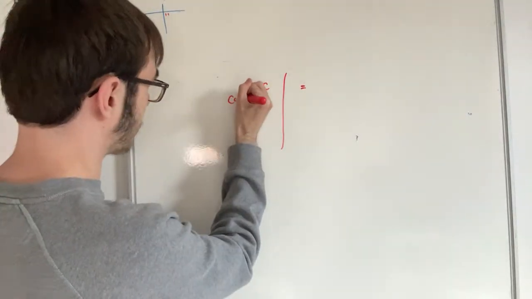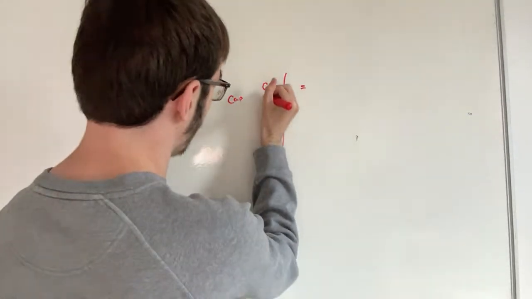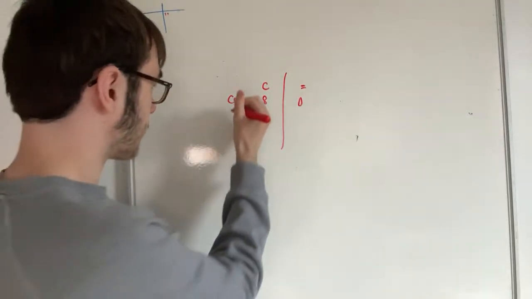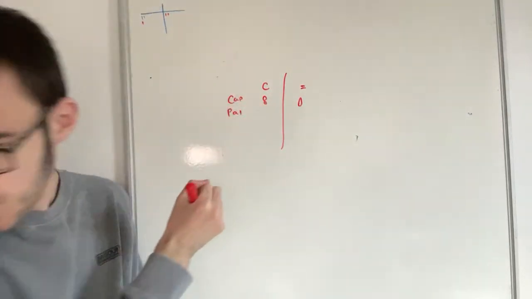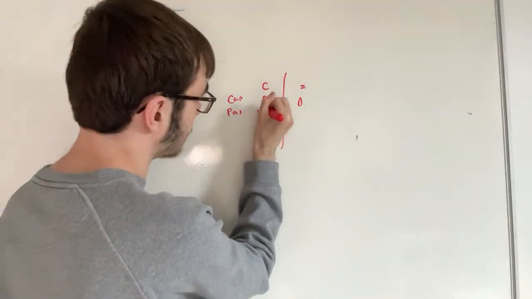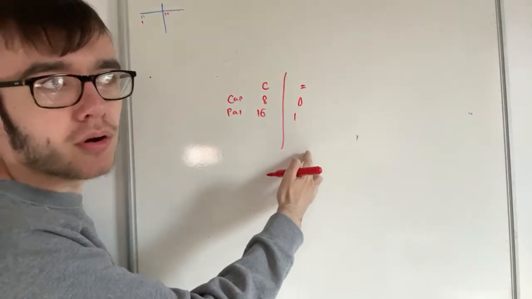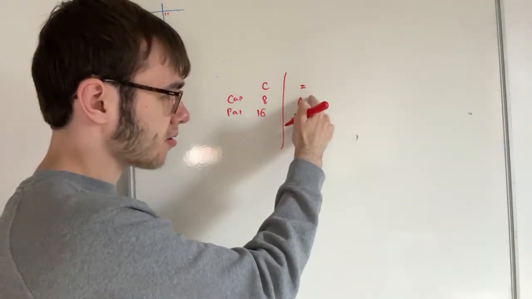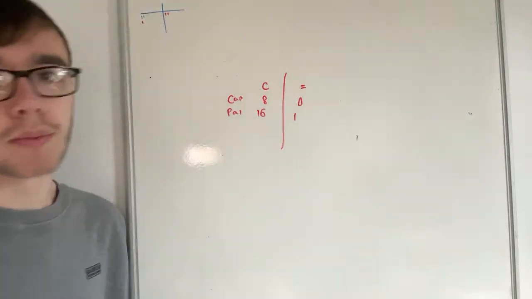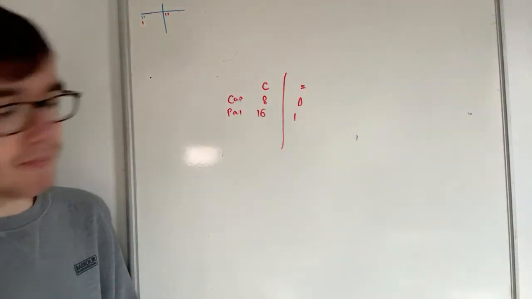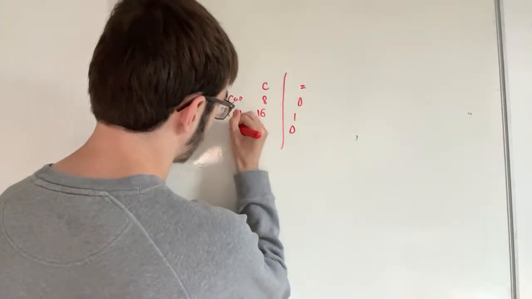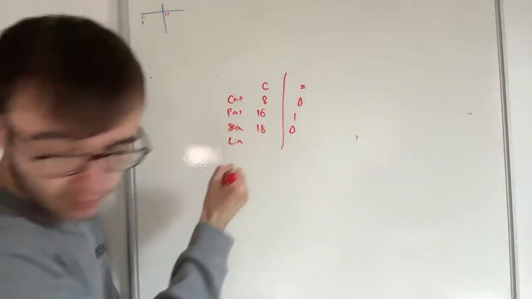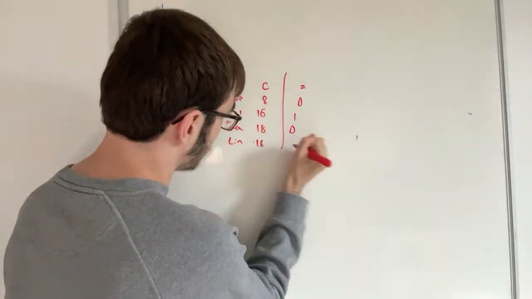So caprylic acid has 8 and 0. Palmitoleic, I'll just put pal, has 16 and 1. So that would be monounsaturated. That would be saturated because no double bonds. Stearic and linoleic, which would be 18 and 2.